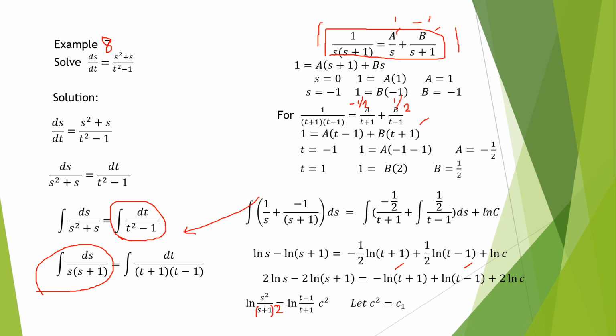And if you let c squared be c1, then our final solution will be s squared over s plus 1 squared is equal to c1 times t minus 1 over t plus 1. This will be our final one. This will be our general solution.